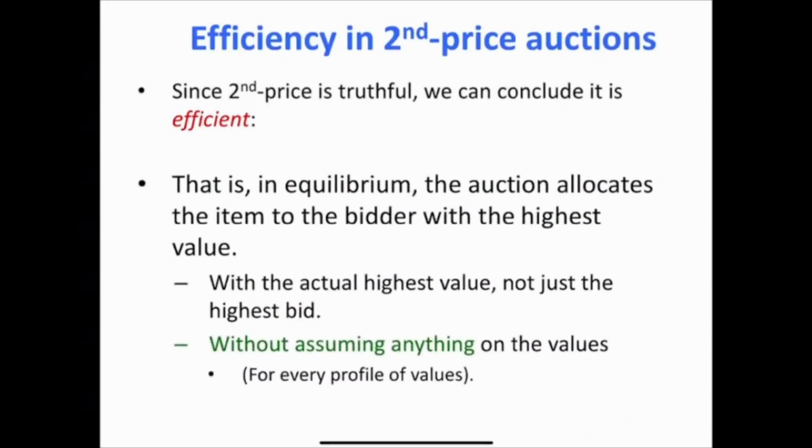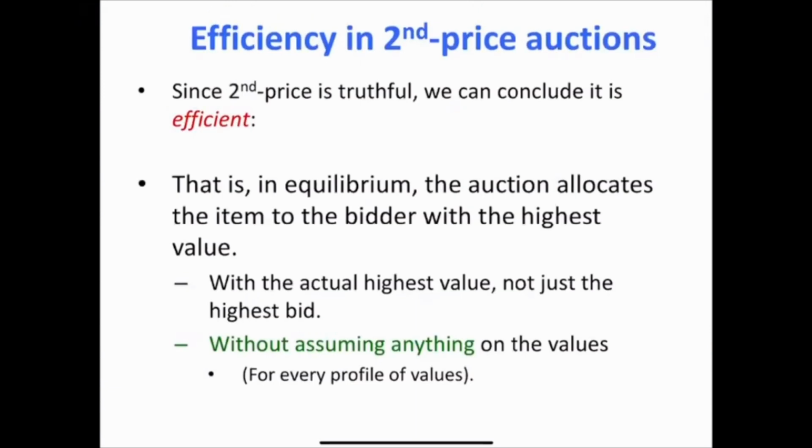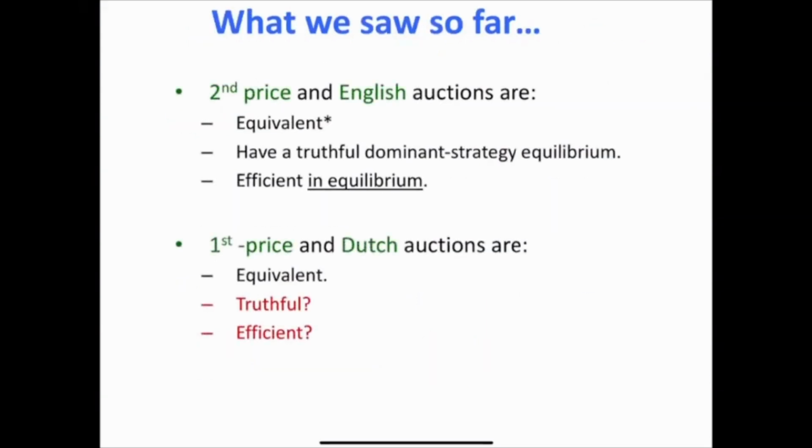It is also efficient, as I said before. So in equilibrium, which in this case is a dominant strategy, the auction allocates the item to the bidder with the highest value. This is without assuming anything on the value, because we actually haven't made any assumption whatsoever about the distribution of this intrinsic value at all. It's really independent of that. So the second price auction and the English auction are equivalent, with dominant strategy equilibrium, efficient in equilibrium. The first price and Dutch auctions are equivalent. We check whether they are truthful, whether they are efficient.